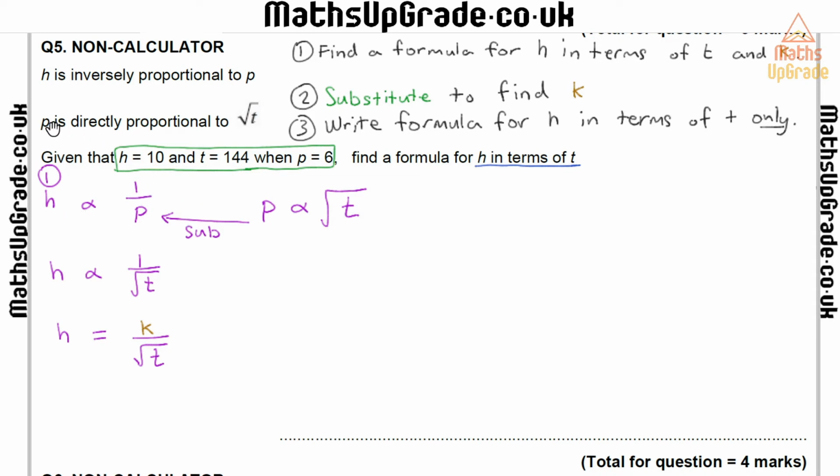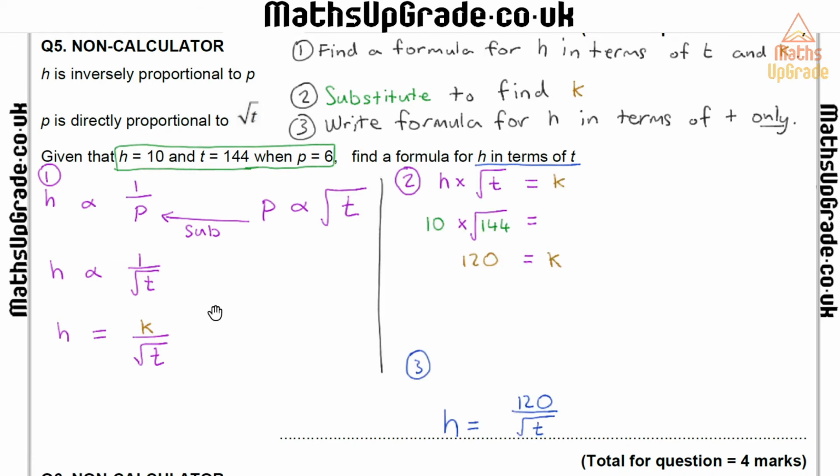I also know that p is directly proportional to the root of t. P is proportional to the root of t. So I'm going to substitute this in for p. That gives me h is proportional to 1 over root t. So h is inversely proportional to the root of t. I can now write this as an equation with a constant. So my constant is on the numerator, h equals k over root t.